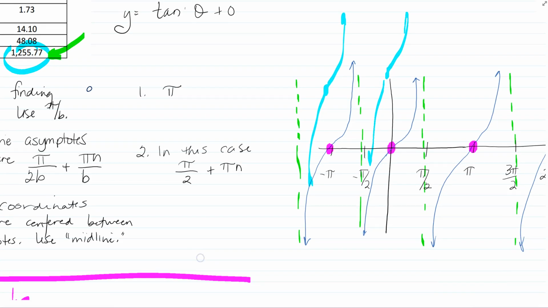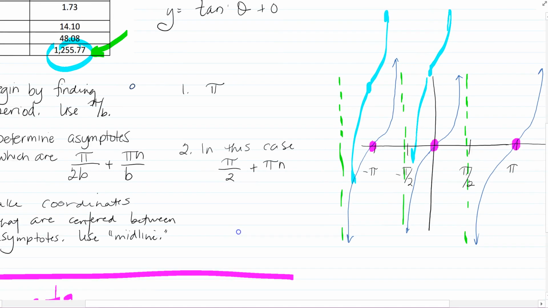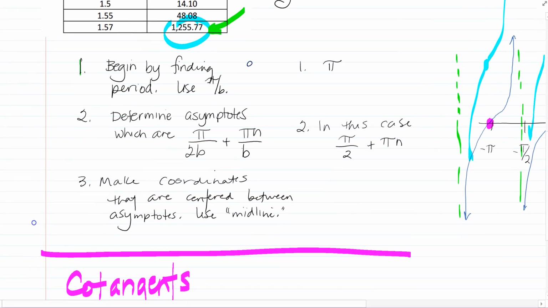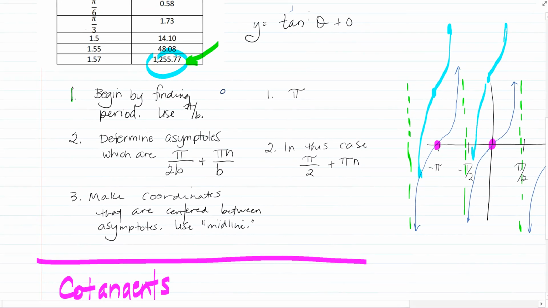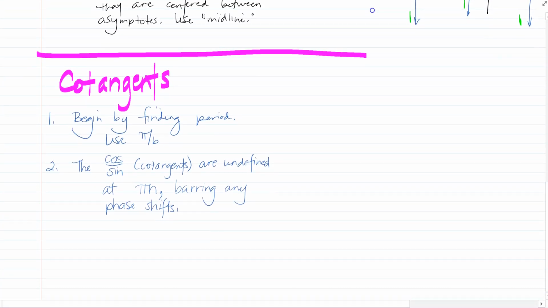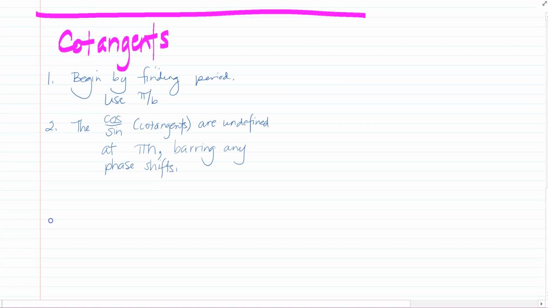Okay, dear ones, so that's all you have to do in order to do the tangent. So make sure you write down steps 1, 2, and 3. We'll walk through that together a few times tomorrow. And now let's look at cotangents. Very, very much like it.